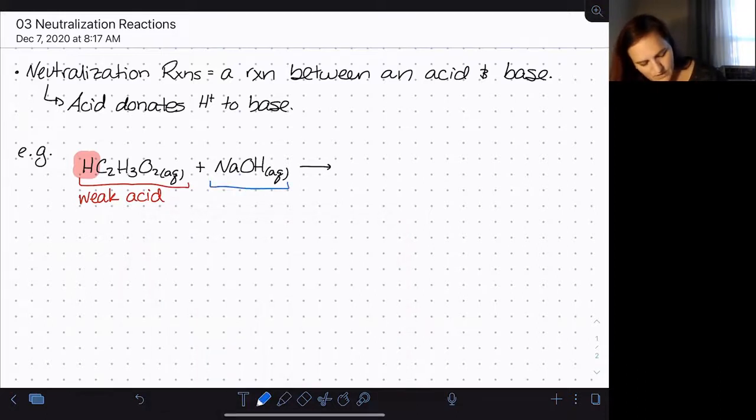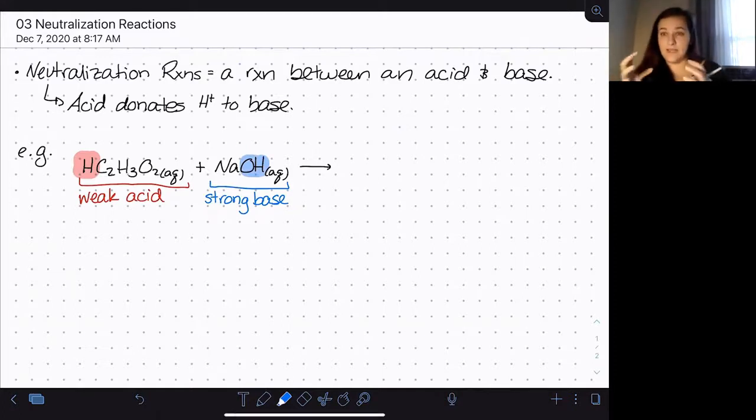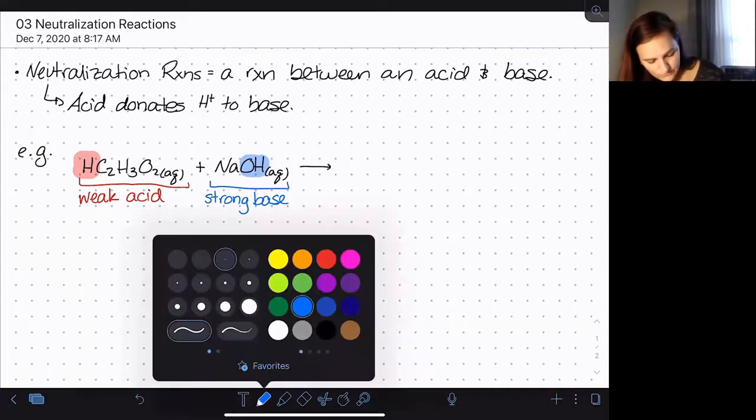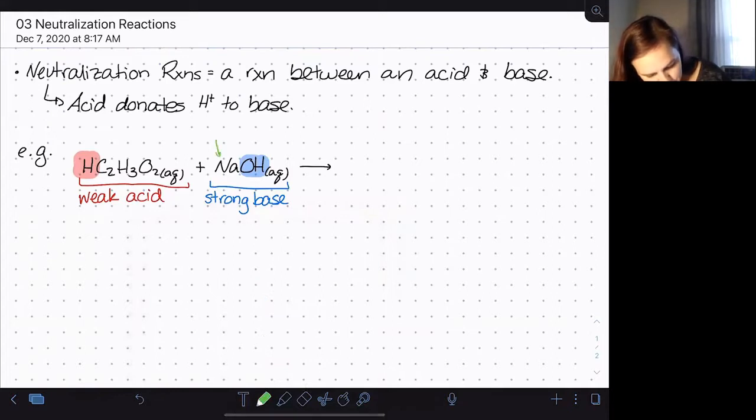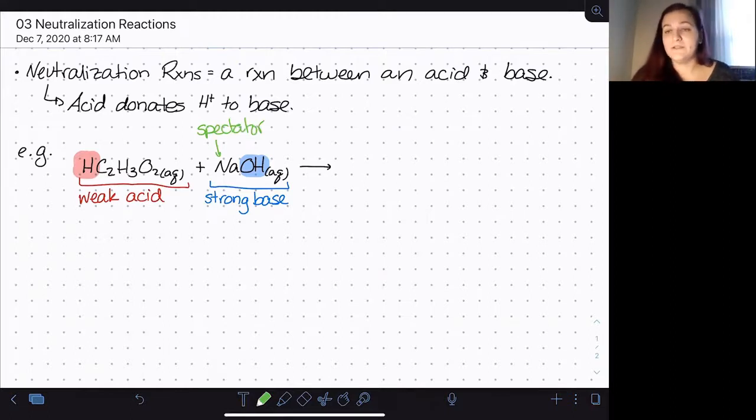So this is a strong base. But what we want to recognize here is that the actual base itself is really just the hydroxide. The sodium here is actually just a spectator ion. It is not involved in the proton accepting that the base needs to do. It is the hydroxide, the OH-, that's actually accepting a proton, that's actually functioning as a base. The sodium needs to be there to balance the charge, but it's just a spectator ion.